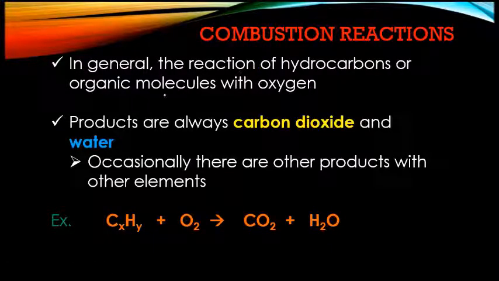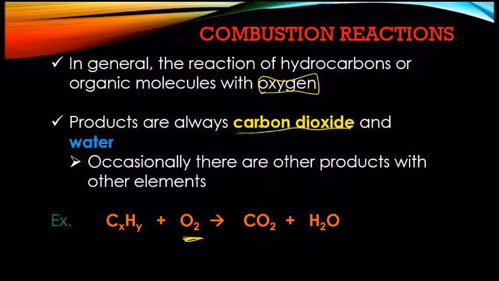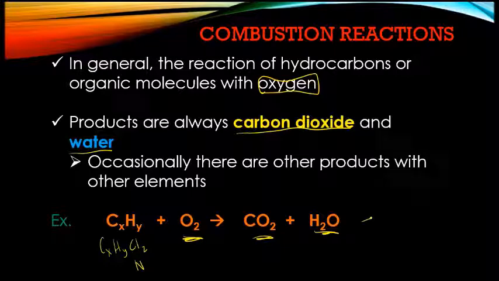Now, talked about this in general, the reaction of hydrocarbons or organic molecules with oxygen. That's one of the reactants here, noted in the equation down here. Products are always carbon dioxide and water. Okay, those are the usual ones that you see. Occasionally there's other products with other elements. That depends on, if you have a hydrocarbon that has chlorine in it or sulfur in it, something like that, that has nitrogen in it, like I said before, you'll see the nitrogen oxides over here, possibility of different ones.